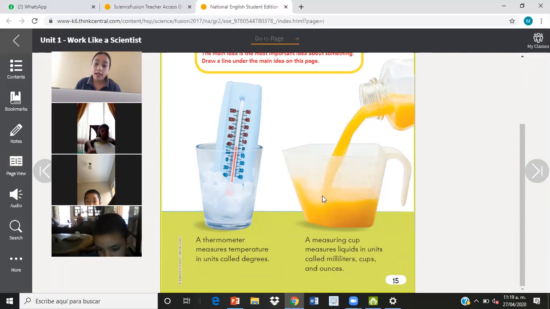En español, esa es una taza medidora, como la que mamá tiene en la cocina. Y mide en mililitros, milliliters, cups, tazas. Y también mide en ounces, en onzas. Esas son medidas, unidades de medida, pero solamente para líquido. Measuring cup, solo para líquidos, okay? Now, a thermometer is used to measure temperature, and we measure in units called degrees, grados Celsius, temperature, okay?